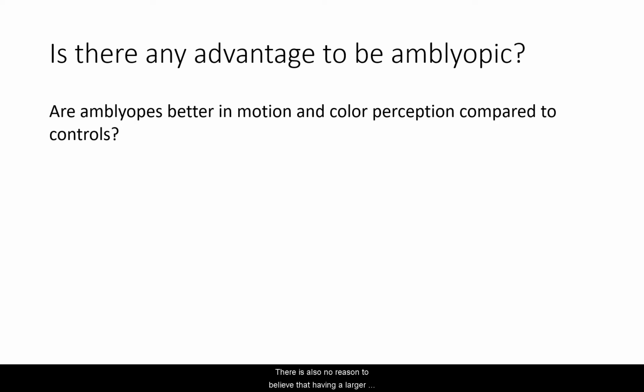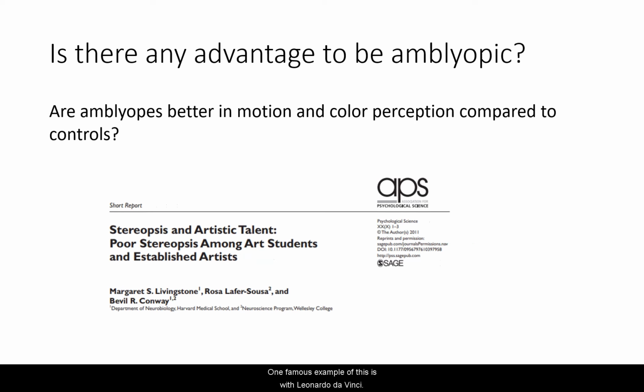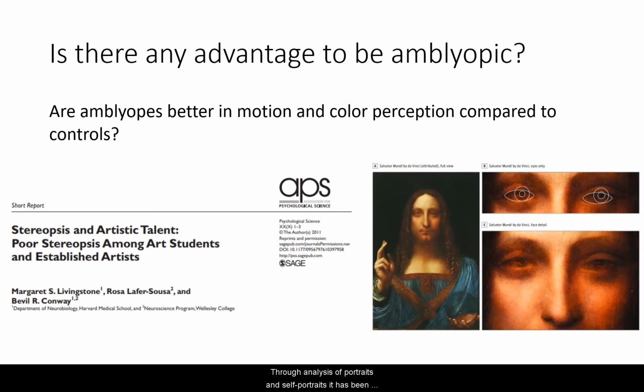There is also no reason to believe that having a larger neuronal cluster necessarily leads to a better function. On the other hand, there are studies like this one that suggest that poor stereo vision may have some positive consequences. One famous example of this is with Leonardo da Vinci. Through analysis of portraits and self-portraits, it has been suggested that da Vinci had strabismus. But even if we ignore the differences between amblyopia versus having poor stereopsis, without any doubt, it still takes a lot of training and practice to bring art out of an impairment.